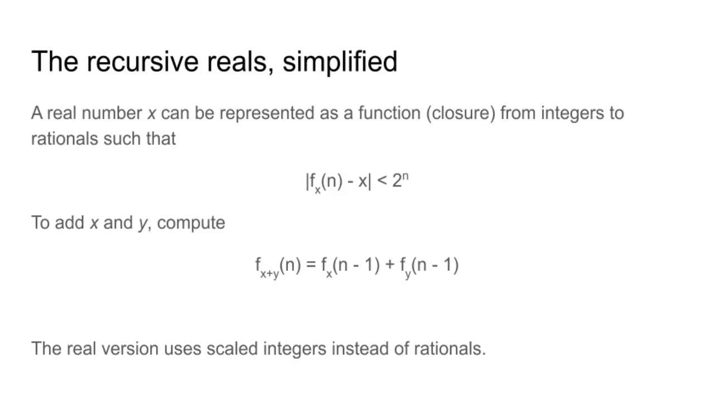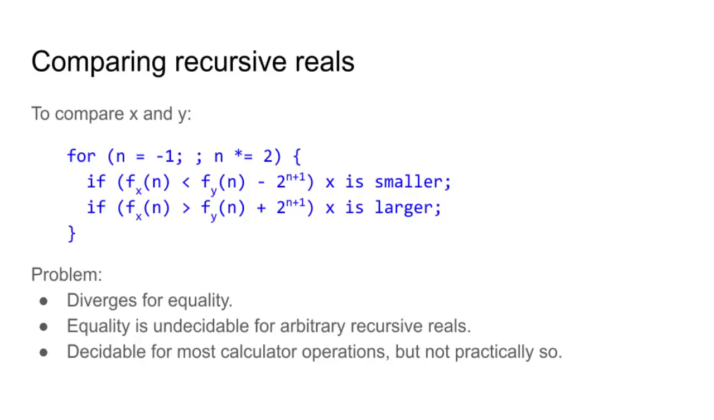To, for example, add two recursive reals, we just produce a function that evaluates the corresponding functions for each of the arguments and then sums them to produce the approximation required for the result. To compare two recursive reals, we simply iteratively evaluate them to higher and higher precision until we get to the point that we can distinguish them and tell which one is greater.